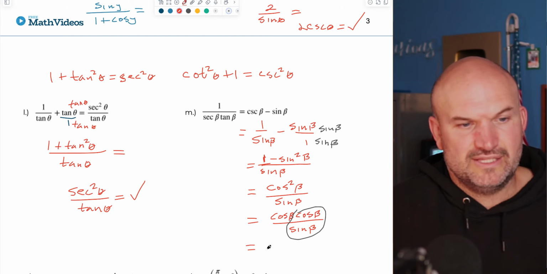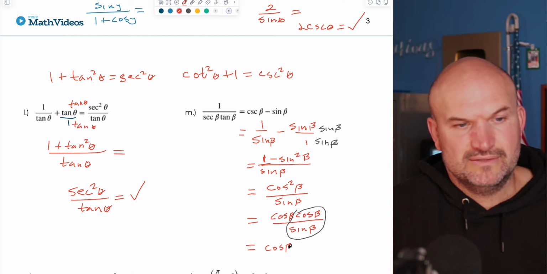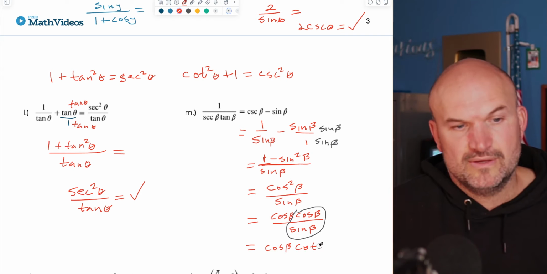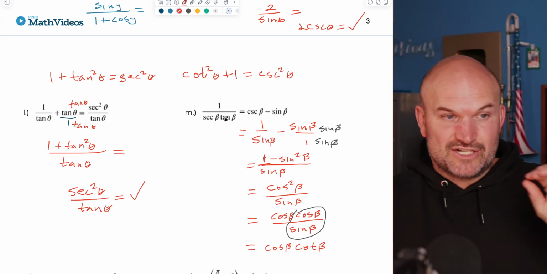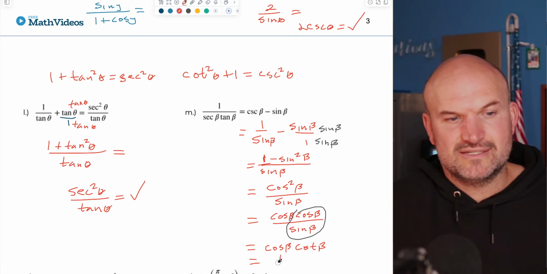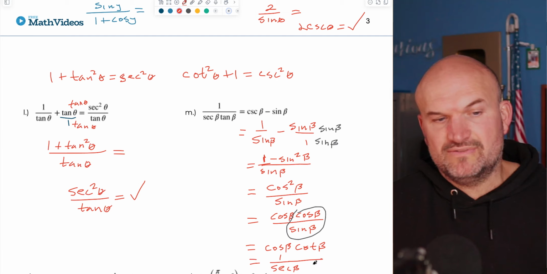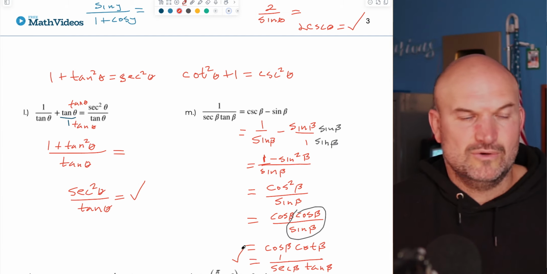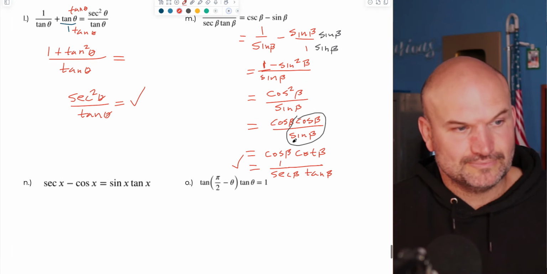And that's now going to leave me with a cosine of beta times cosine over sine, which is going to be a cotangent of beta, which, ladies and gentlemen, you can see is actually the reciprocal of 1 over secant. So I can rewrite this as 1 over a secant of beta and times a 1 over the reciprocal of that, which would be a tangent of beta. So you can see actually that works working over there on the right-hand side.